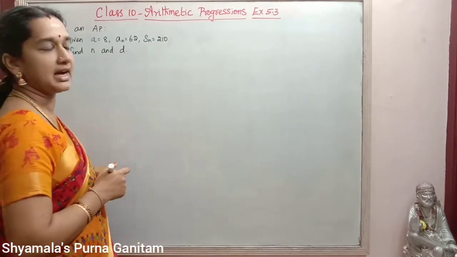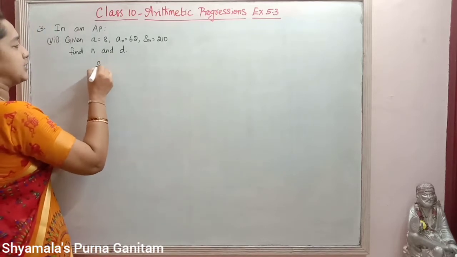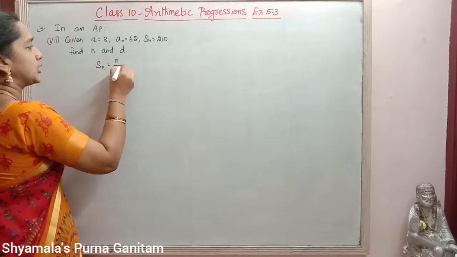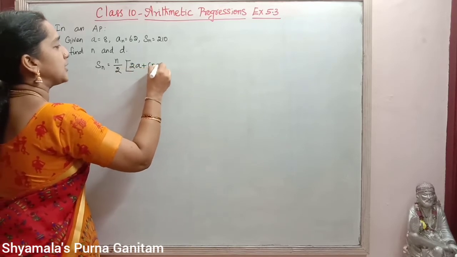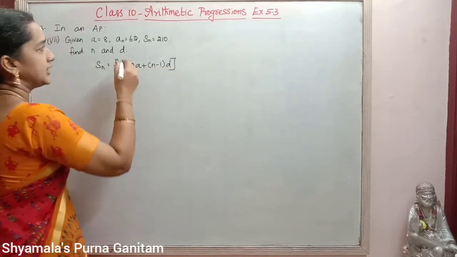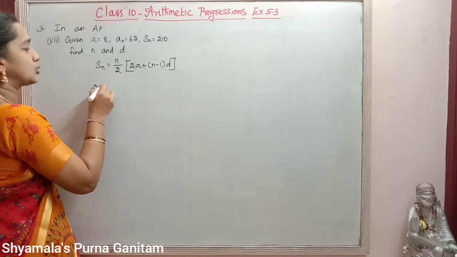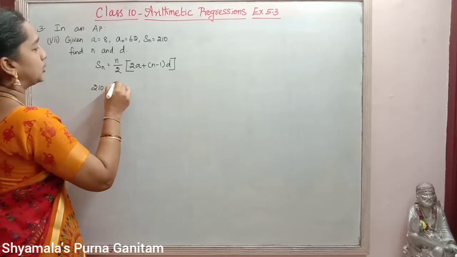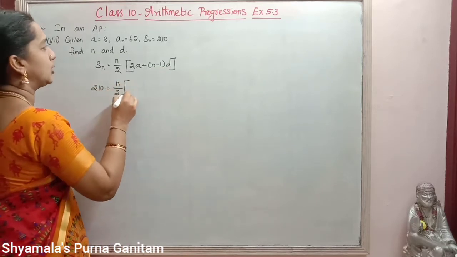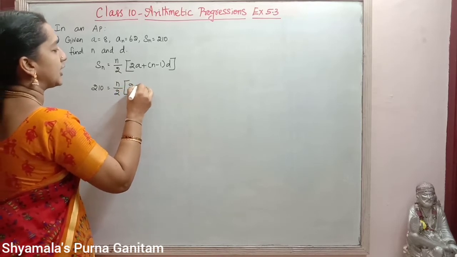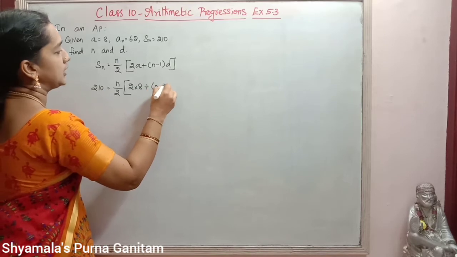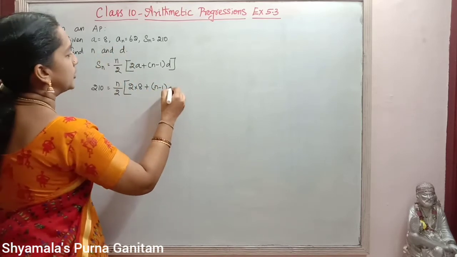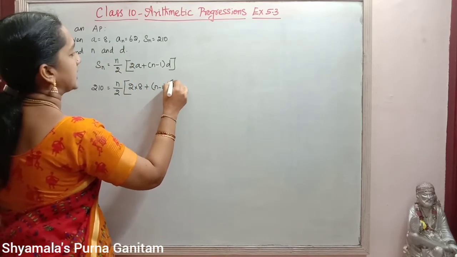Find n and d. Since Sn is given, we will start with Sn. So Sn is equal to n by 2 into 2a plus n minus 1 into d. So the Sn value is given as 210, and we are asked to find n. So 2 into the a value, which is given as 8, plus n minus 1 into d, which we also don't know. So we will keep this as it is.